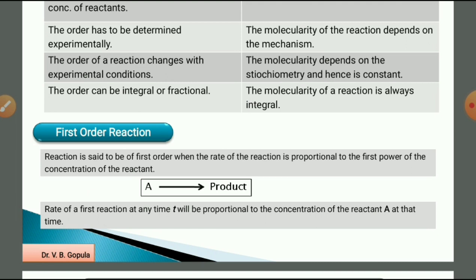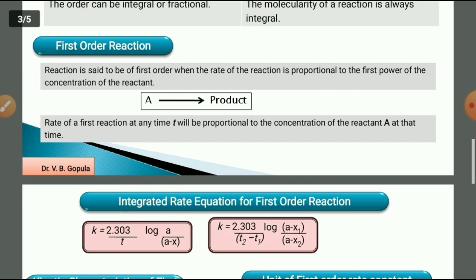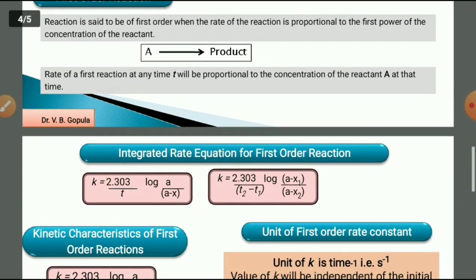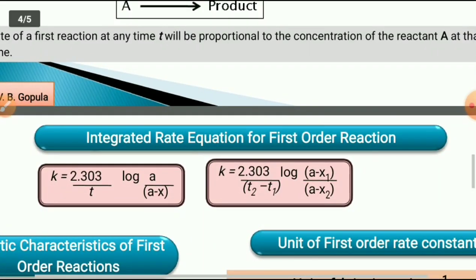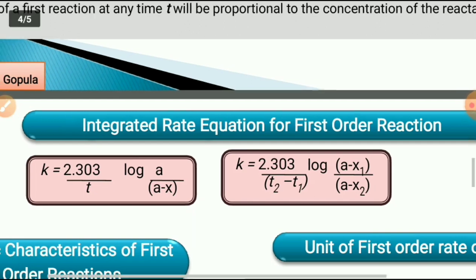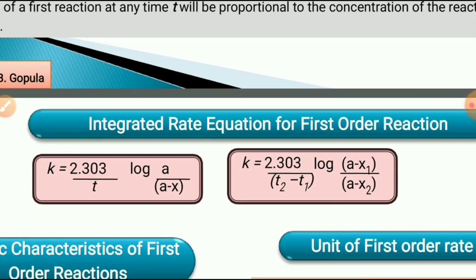So the rate of a first order reaction at any time is proportional to the concentration of the reactant A at that time. So let's see the integrated rate equation for the first order reaction. We will derive the integrated rate equation for first order and try to obtain such equations.